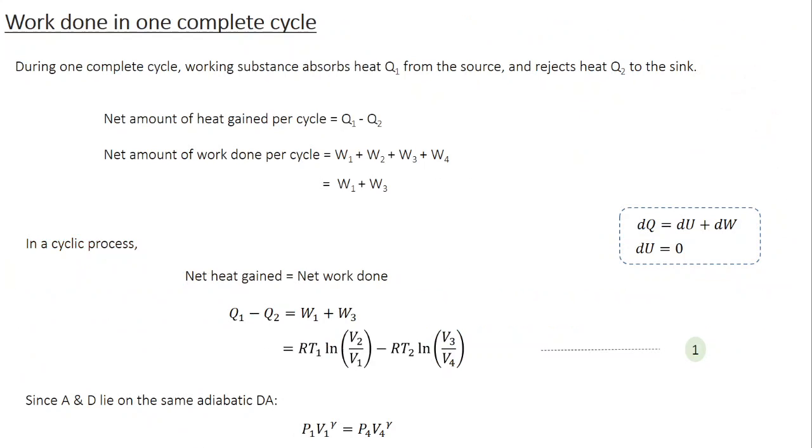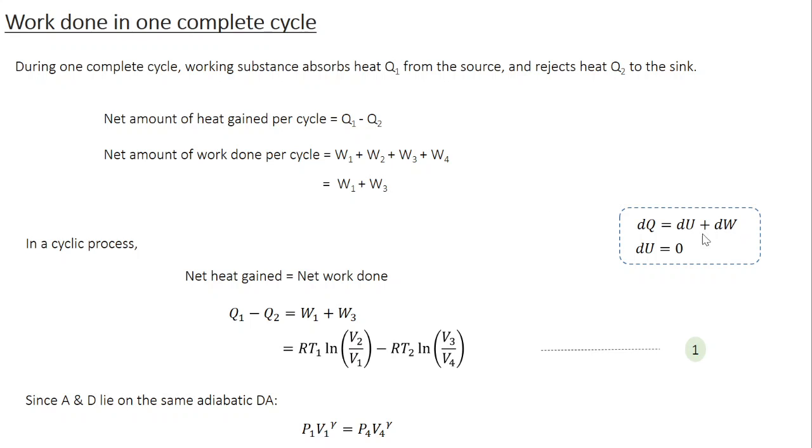Now, at the end of one complete cycle, what is the total work done? We know that during one complete cycle, the working substance absorbs heat Q1 from the source and rejects heat Q2 to the sink. So the net amount of heat gained per cycle is Q1 minus Q2, right? And what is the total work done? This is W1 plus W2 plus W3 plus W4. But as we have derived, W2 and W4 are equal and opposite. So these two cancel. So total work done is W1 plus W3.